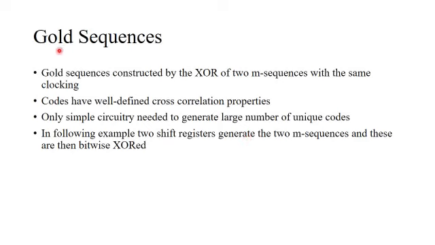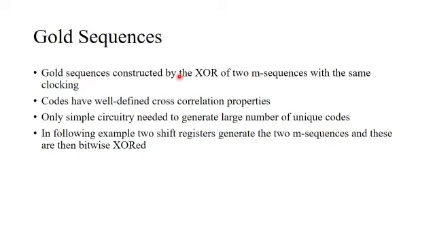So next is Gold sequences. It is one of the topics from module 5. Actually, it is one of the sequence generators. We already studied PN, that is the pseudo noise sequence generator. This is another type of sequence generator.